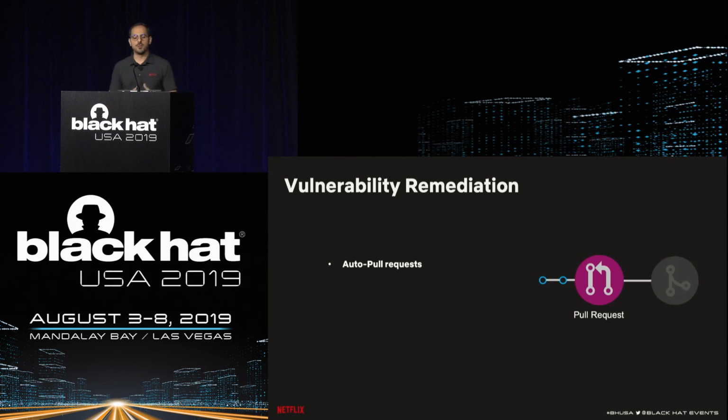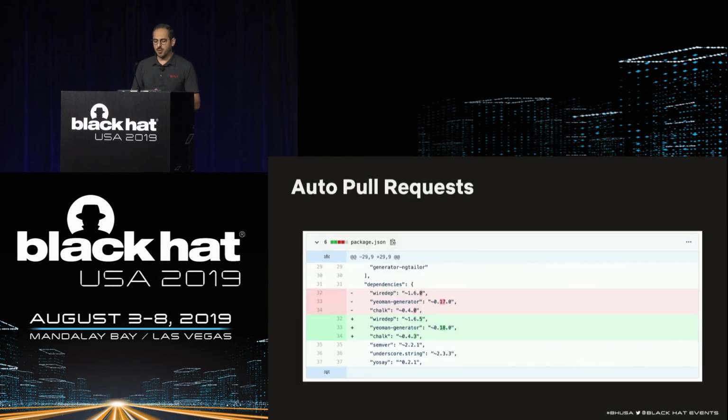The other thing we can do for vulnerability remediation is auto pull requests. The good thing about auto pull requests is you can include a lot of context on why you're issuing a particular pull request. So you can include things like the description, references, and all the details that will let developers know why you're actually issuing that particular PR.